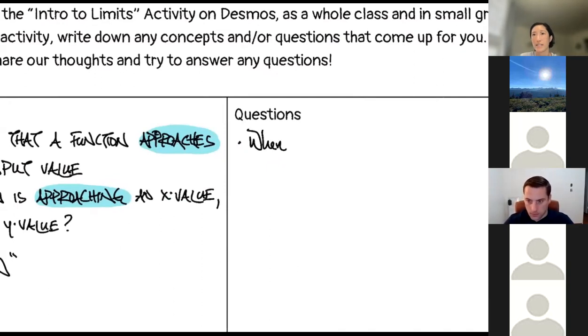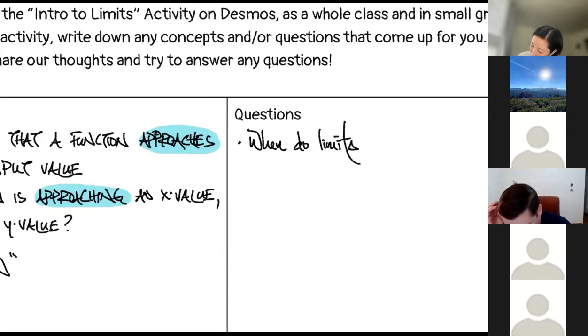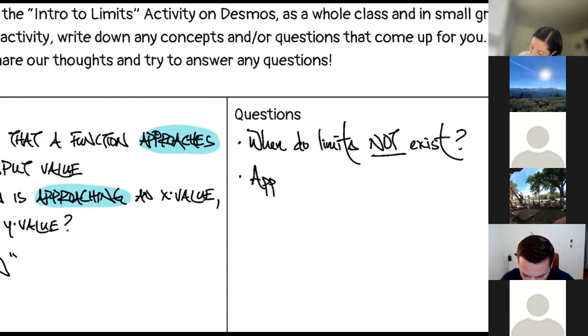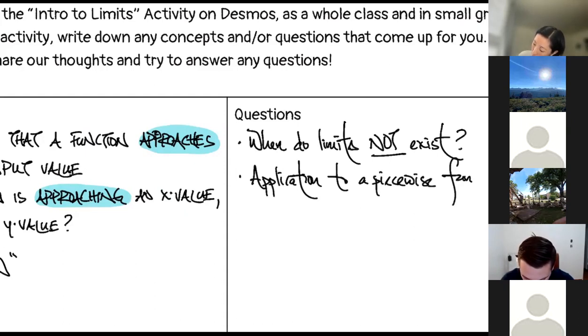I mean, obviously, a la Mean Girls, we want to know, when do limits not exist? All right, so when do limits not exist? Application to a piecewise function. Okay.